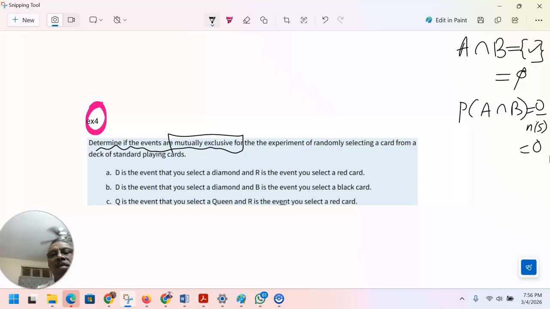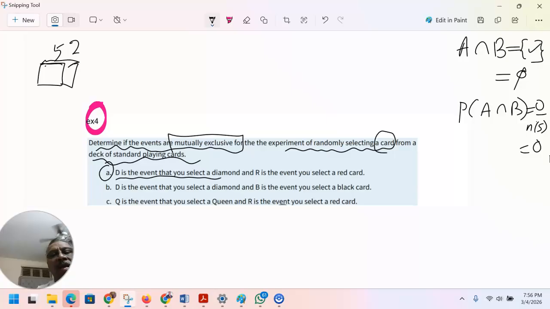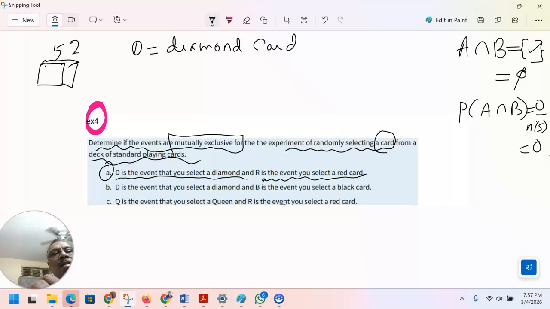Now when you randomly select a card from a deck of cards, these are the 52 cards. And when you pull out, let D be the event that you select a diamond. So D is a diamond card. And another one, R, is an event: this is a red card.